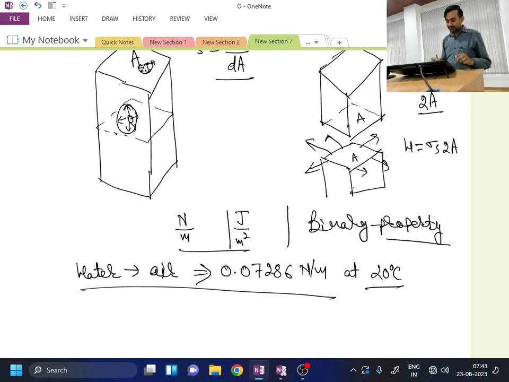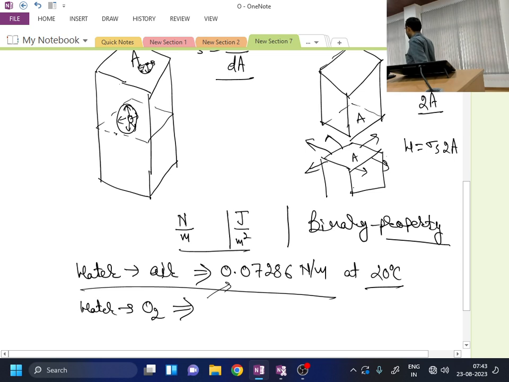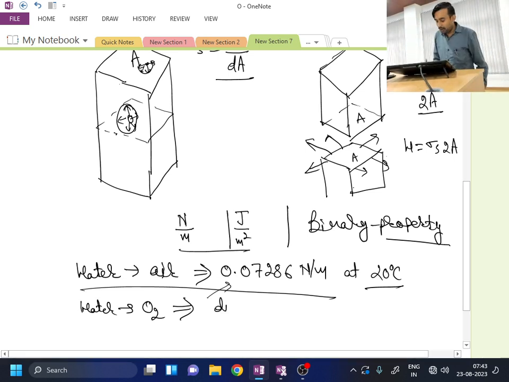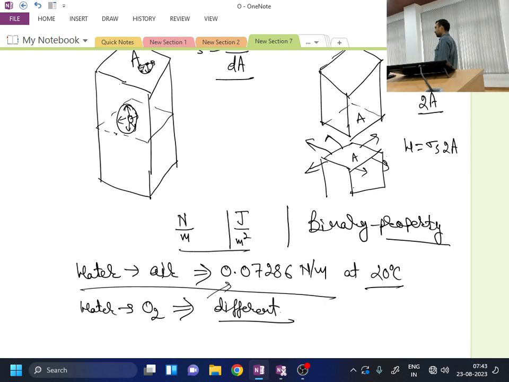Okay, so now if I consider say water only in the surroundings of pure oxygen or pure nitrogen, then I will not be having a value exactly equal to 0.07286. In that case, I will be having some different value of the surface tension. So it means it is nothing but a binary property of the fluid pair which depends upon the liquid which we are considering and whatever the surrounding fluid is. Okay, is this one clear?